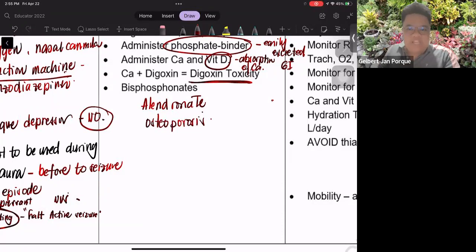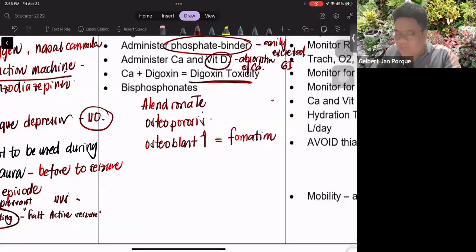What activity do you think that these medications promote? Does it promote osteoblastic activity or osteoclastic activity? Okay, class, it promotes the activity of your osteoblast. It increases the activity of your osteoblast to promote bone formation, to increase the density of your bones.